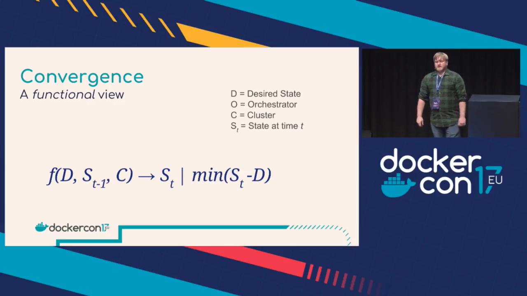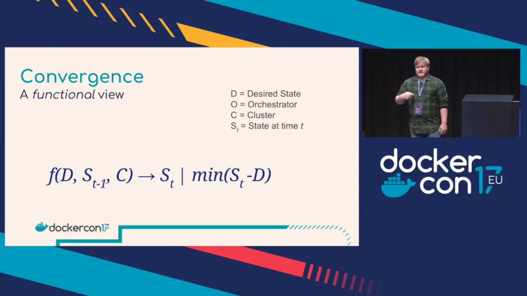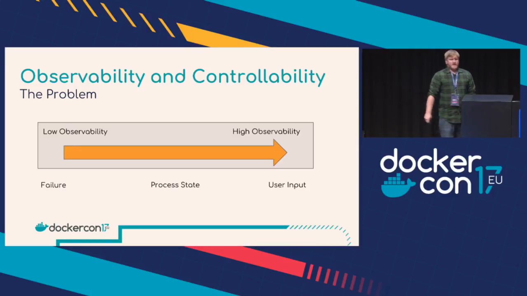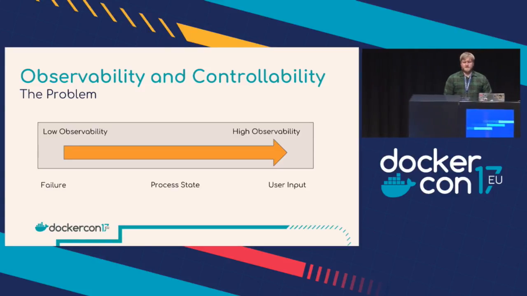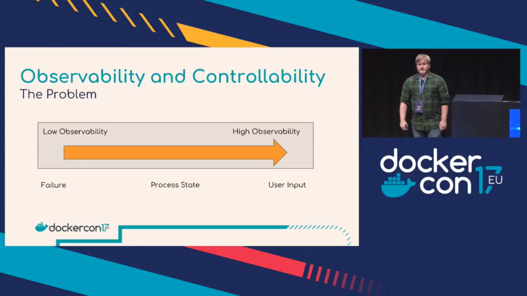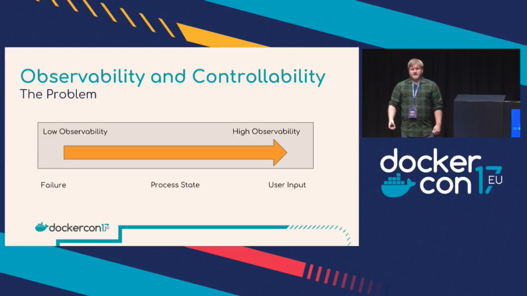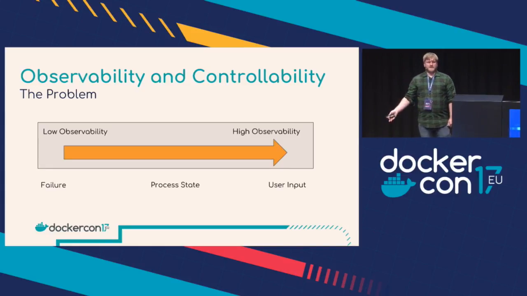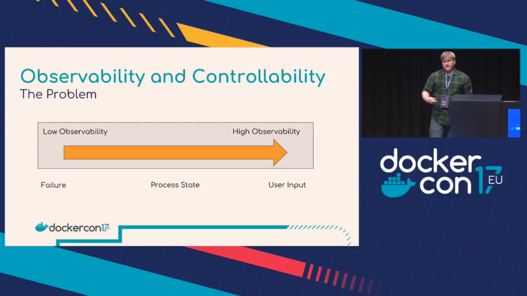So, for instance, your desired state you get directly from your user. But the state of the cluster, you have to observe. You have to actually look at it and figure it out and discover it within your system. So to actually control our cluster, we need to be able to observe what's happening with it. And this is the basis of the problem with cluster orchestration and why it's so hard, because there are things like node failure that have low observability, and then there are things like user input that have high observability, and then things like process state, like figuring out whether a process or a container is running, which sits somewhere in between.